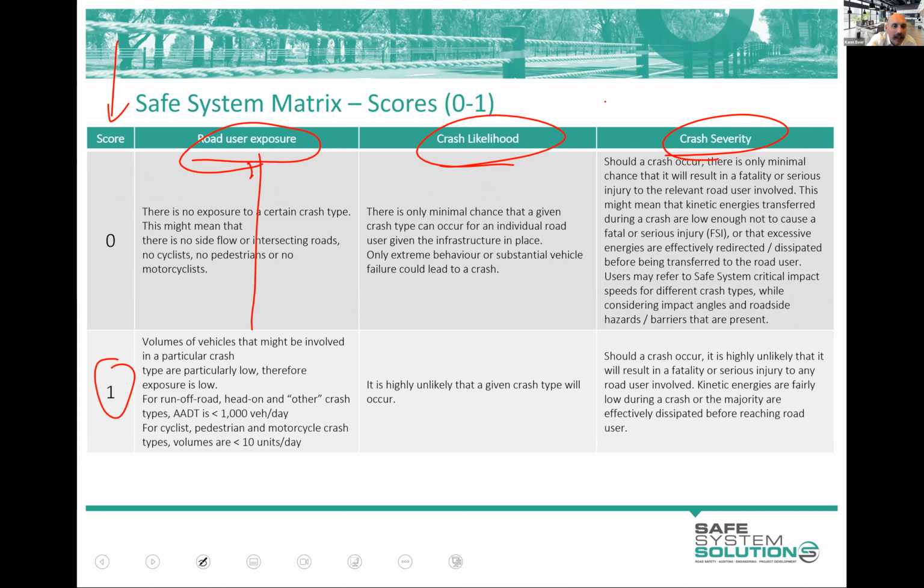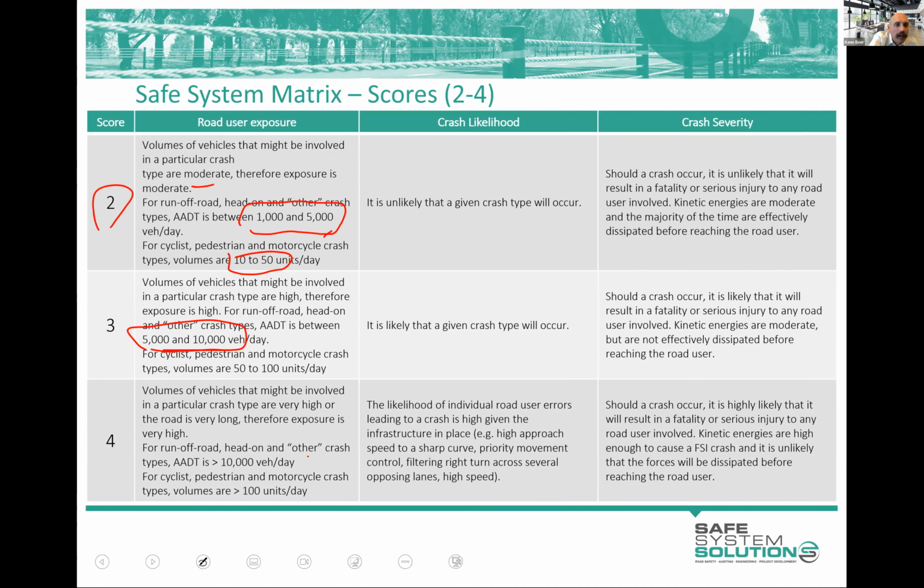Where this in the diagram says low, particularly low, right? Now you do have some guidance here, less than 10 units a day. This one here talks about moderate exposure, high exposure, very high exposure to crashes. So you can use those as a bit of a guide to help you. You've got some indication in terms of pedestrians that are crossing or cyclists that are going through the intersection per day. And you're going to have to make a judgment call on it.